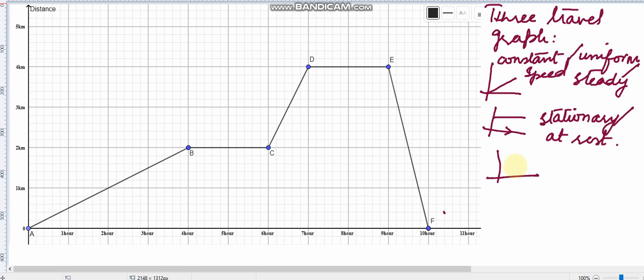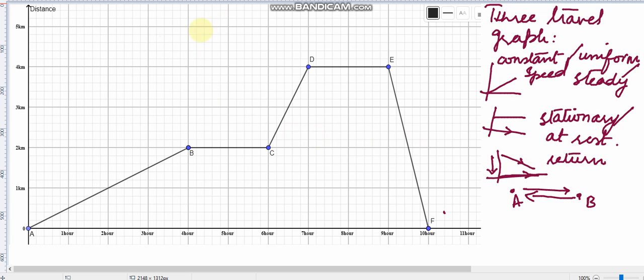And about this graph, remember that the distance is coming towards zero, it's coming down. So this shows the return journey. For example, if you started from point A and you went till point B and now you are coming back to your point A, the starting point, it means you are returning. So for that purpose, you will always draw a line that is approaching the x-axis. So these are the three types of travel graphs which we have studied.